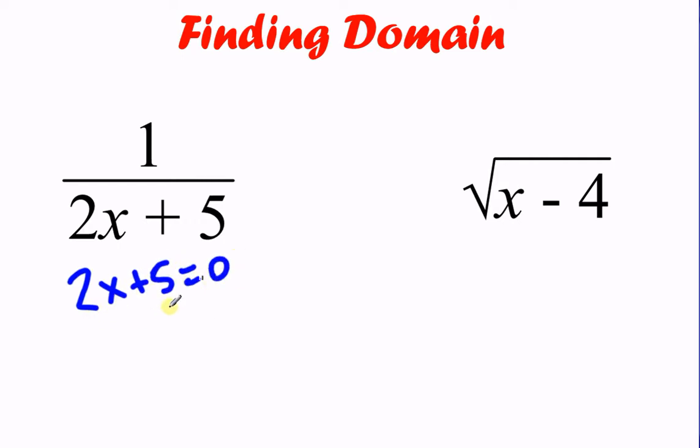So here's my equation. Solve it pretty quickly here. Minus 5 from both sides and divide by 2. So you could say, okay, if x is equal to negative 5 halves, this bottom will become 0, and that's what I'm trying to avoid. So don't use this number.